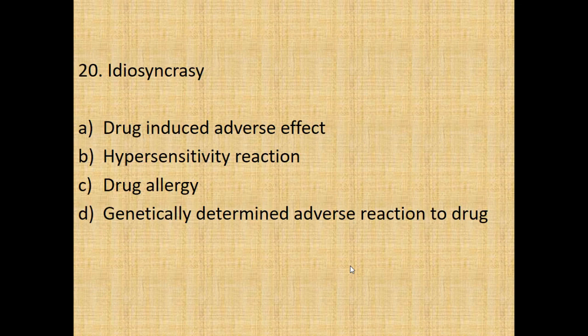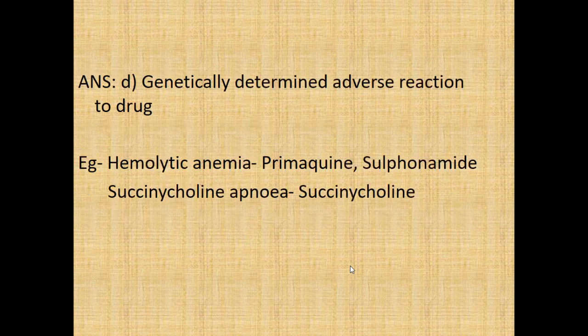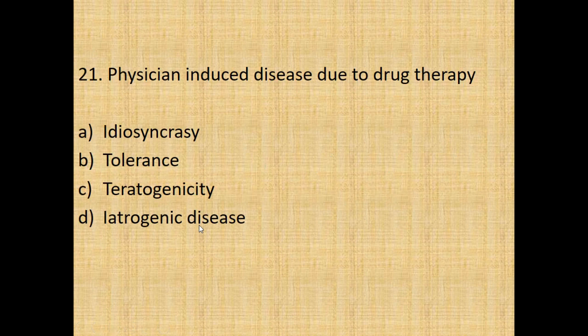Then idiosyncrasy. What does idiosyncrasy mean? You will expect something, but it will produce the opposite effect. Okay. Idiosyncrasy: drug-induced adverse effect, hypersensitivity reaction, drug allergy, genetically determined adverse drug reaction. What is it? Idiosyncrasy means genetically determined adverse drug reaction. That is hemolytic anemia. Normal people will not have that, but if you give primaquine or sulfonamide, some people only show the hemolytic anemia. Same way, succinylcholine apnea is not seen in all people, only in some people.